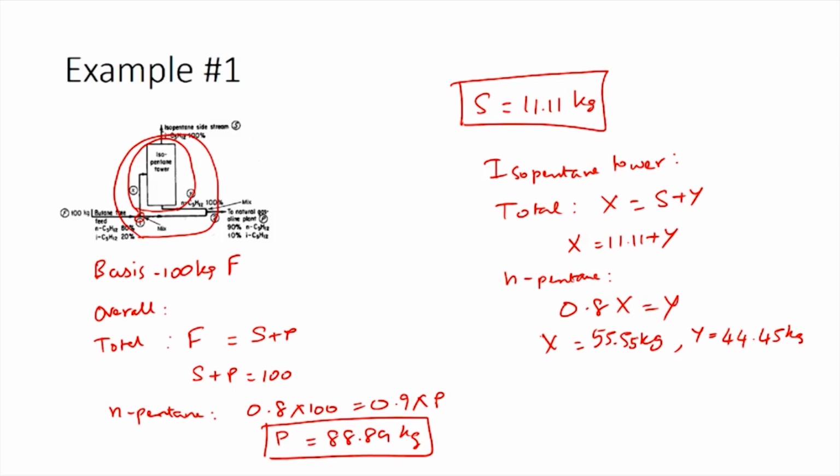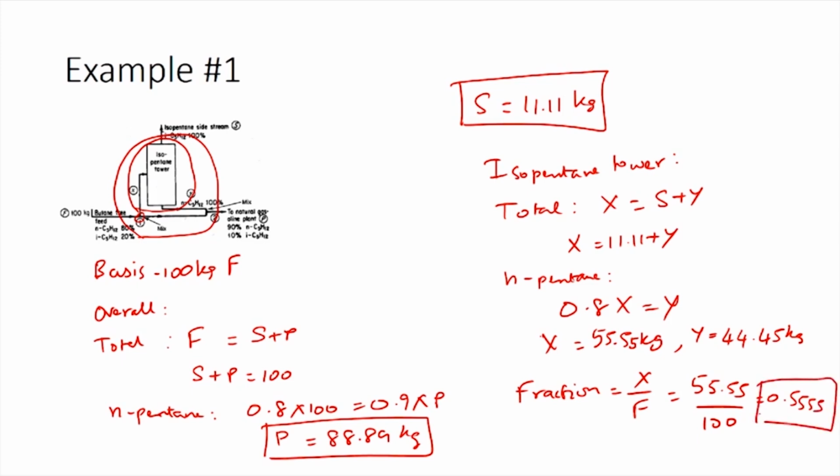So, now we need to calculate the fraction which is being passed through the tower. So, the fraction would be x divided by f, which is 55.55 divided by 100, giving you a value of 0.5555. So, the fraction which is being passed through the stream would be 0.5555. Okay. With that we have solved for the required parameters. Let us move on to the next problem.